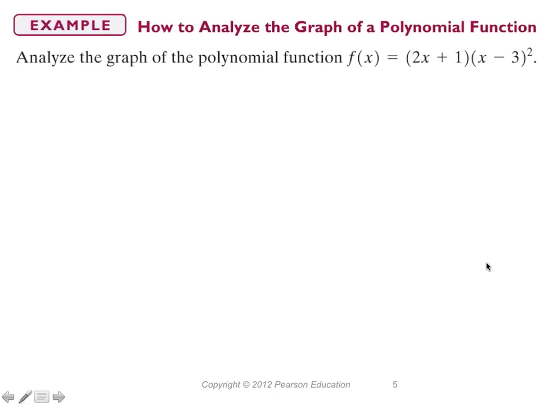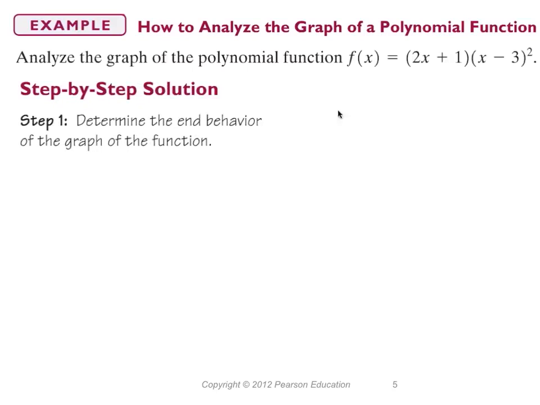So let's take a look at an example here. Let's say we want to analyze this graph here. So we have f of x equals (2x plus 1) times (x minus 3) squared. So the first thing we want to do is determine the end behavior of our graph.